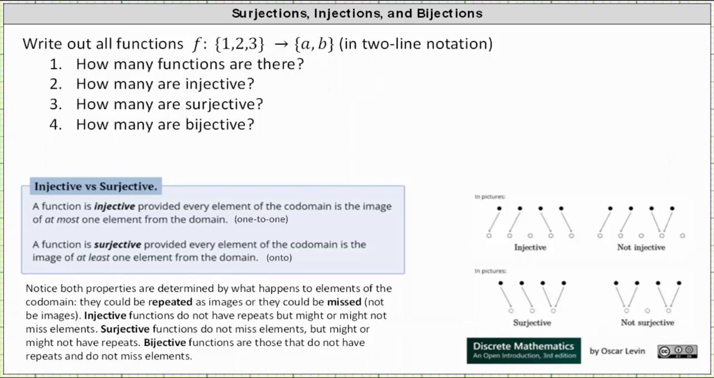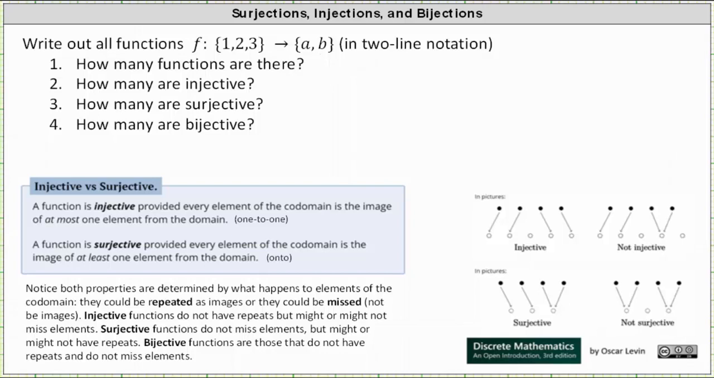We're asked to write out all the functions f that map the set with elements 1, 2, and 3 to the set with elements a and b in two-line notation, where the set with elements 1, 2, and 3 is the domain, and the set with elements a and b is the codomain.